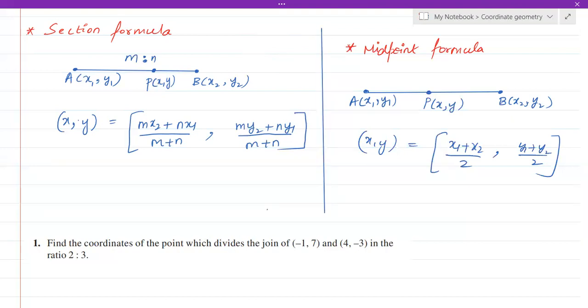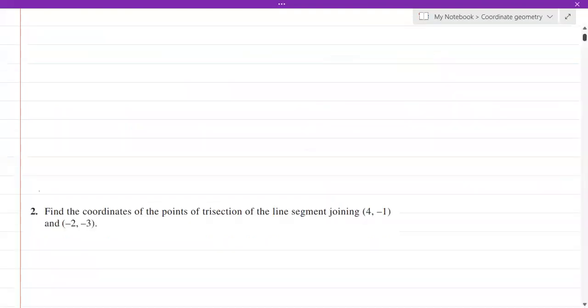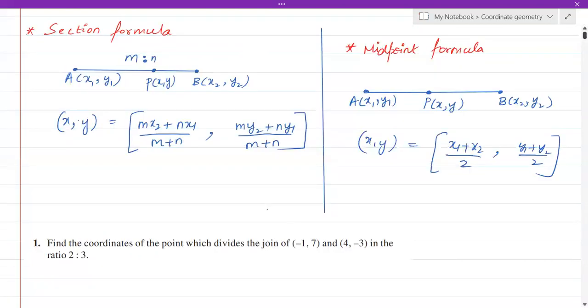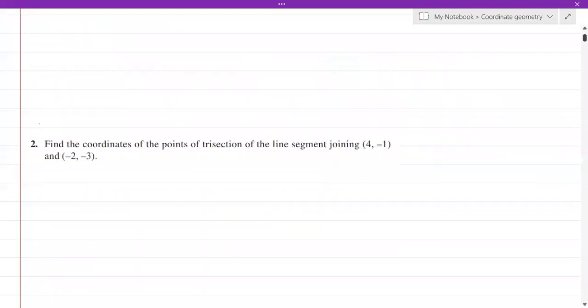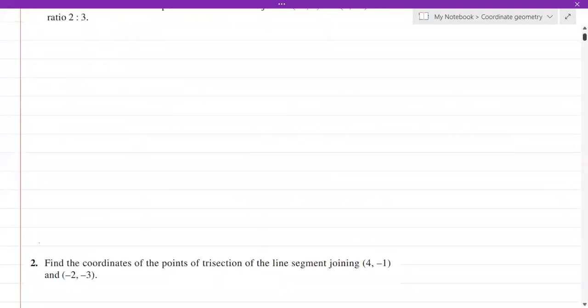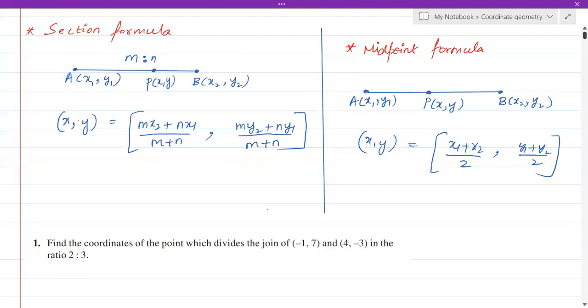So let's start with the exercise problems. First question. Let's take the first question. As you can see, the first question: find the coordinates of the point which divides the join of -1, 7 and 4, -3 in the ratio 2:3.